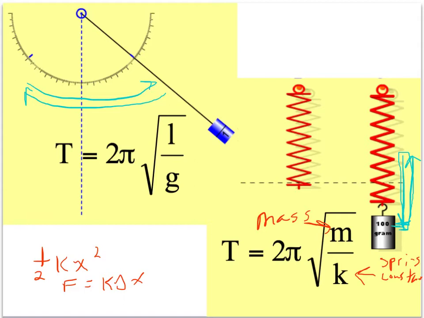And that period is given by this equation. The period, the time, equals 2 pi times the square root of the mass over the spring constant. You need to know that. Have that equation written down somewhere. You'll need to use it tomorrow in class.